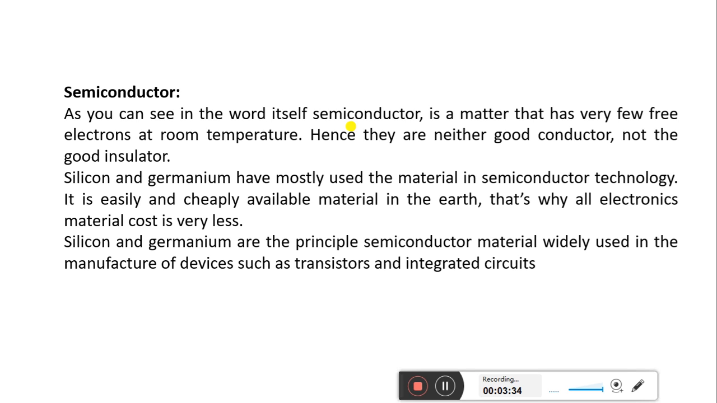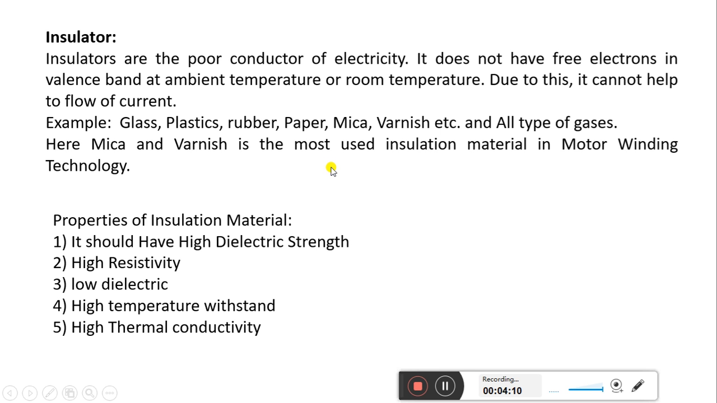IGBT, they all are semiconductor devices, and they are very fast switching devices. These are the modern devices which are available, and because of that we have gained the most efficient technology in power electronics design. So the semiconductor property is that semiconductor conductivity lies between the insulator and the conductor. We will discuss many things about the semiconductor in coming topics.